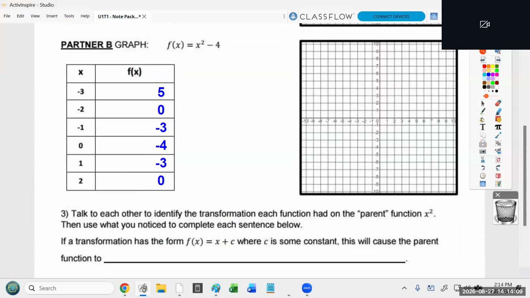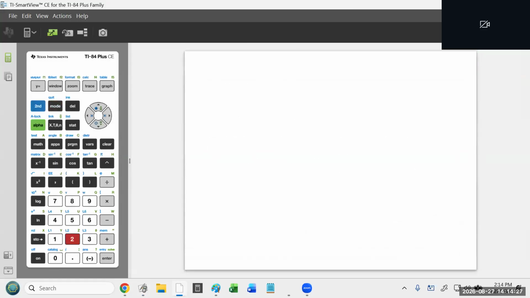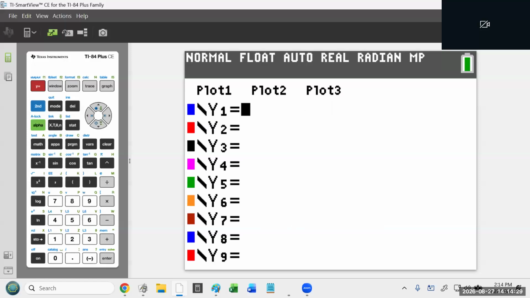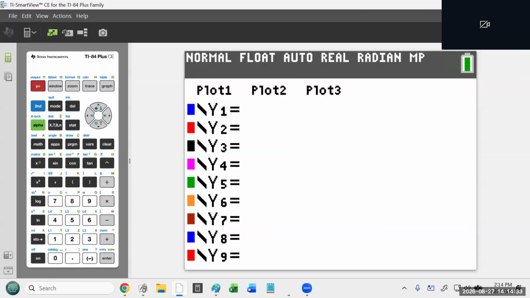Okay, so I need to type this into my calculator. It's a brand new problem, so I am going to reset my calculator. I'm going to hit second plus 712. I do that before every problem. Okay, so I go to my calculator, second plus 712. Now I go to y equals, and I'm going to type x squared minus 4.